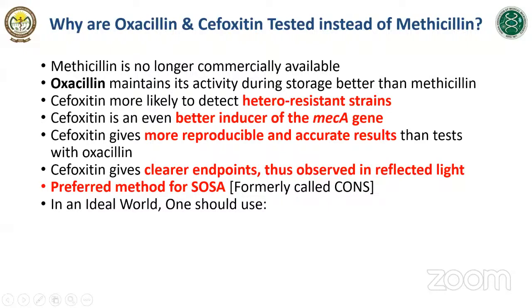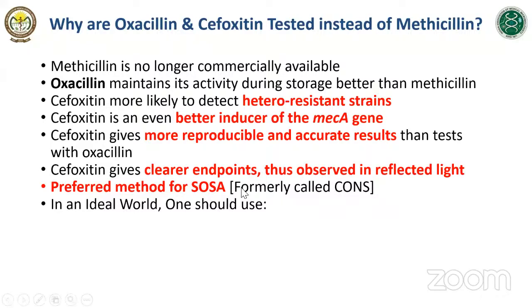Most of you might know the answer: methicillin is no longer commercially available, and methicillin was less stable as compared to oxacillin. But why cefoxitin is better is that cefoxitin is more likely to detect the heteroresistant strains. Cefoxitin is the better inducer of the mecA gene. Cefoxitin also gives more reproducible and accurate results as compared to oxacillin. That's the reason why we don't need to read it through transmitted light. We just need the reflected light in such cases.